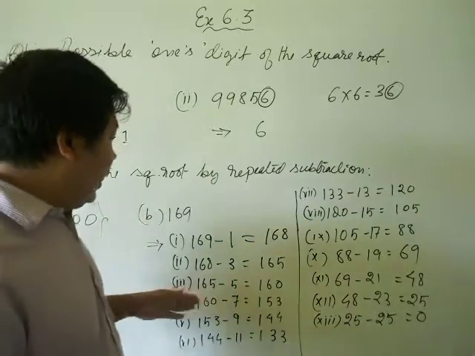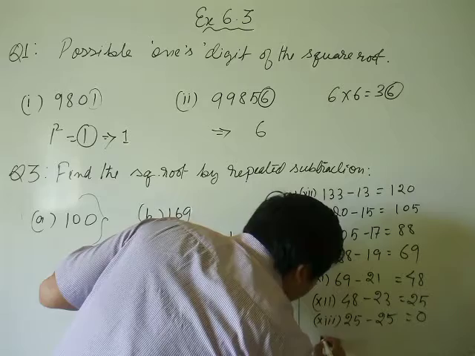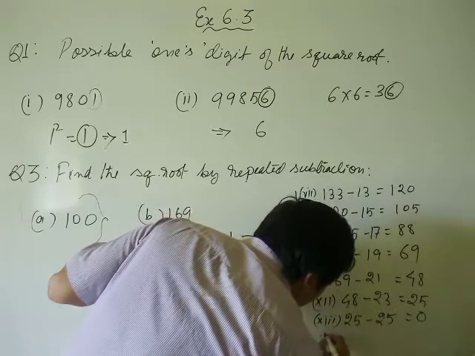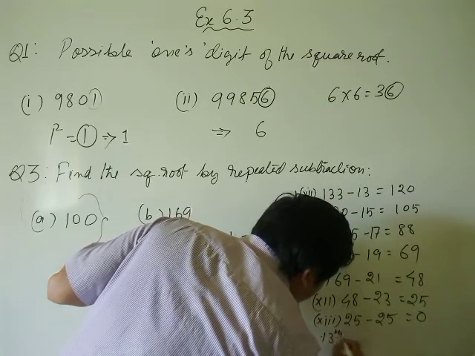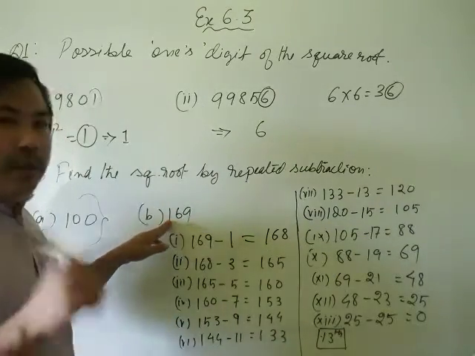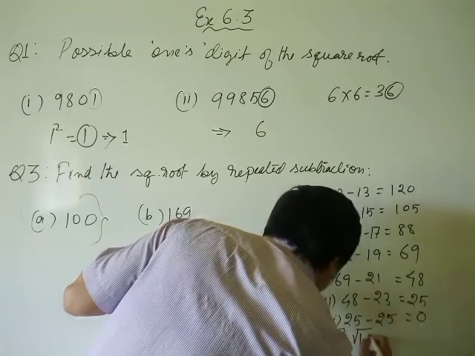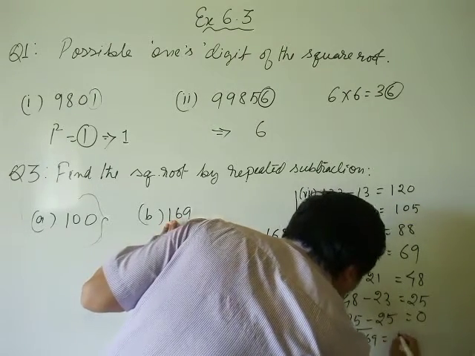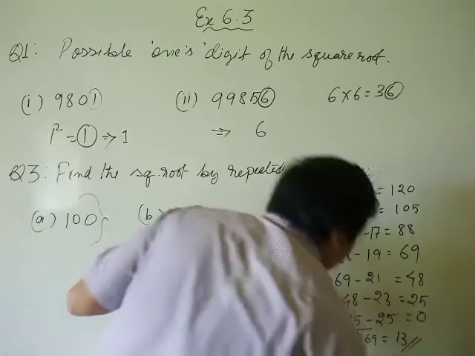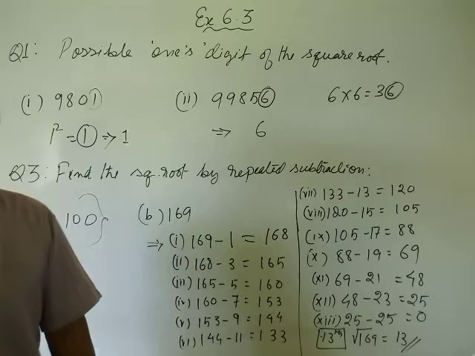We get 0 at the 13th step, so this number 13 is what we take. So the square root of 169 is equal to 13. That is the answer. Okay, clear?